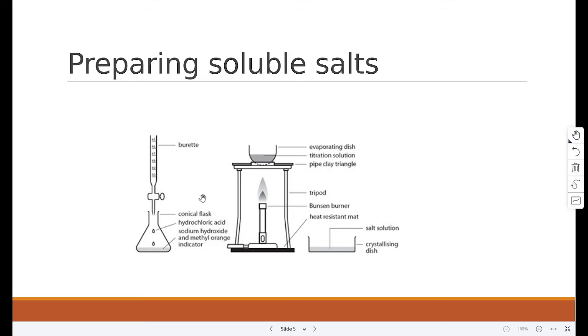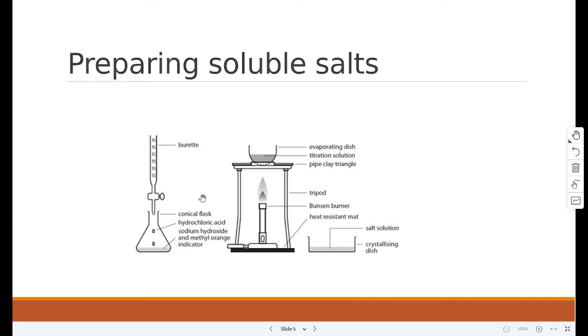So, preparing soluble salts. We can start by using a pipette to measure the alkali into a conical flask and add a few drops of indicator. Then we will add acid into the burette and note the starting volume.